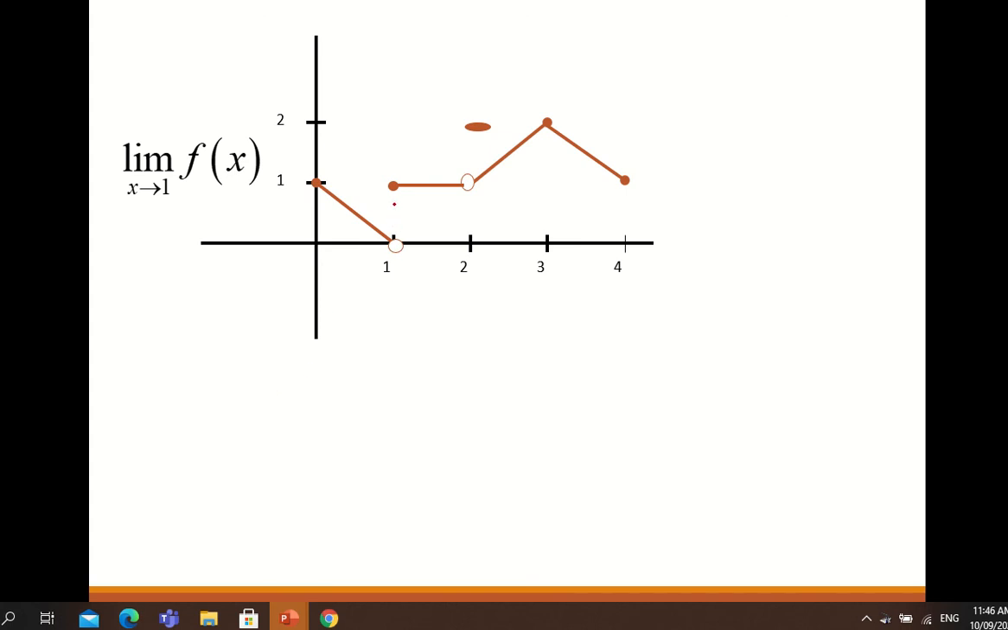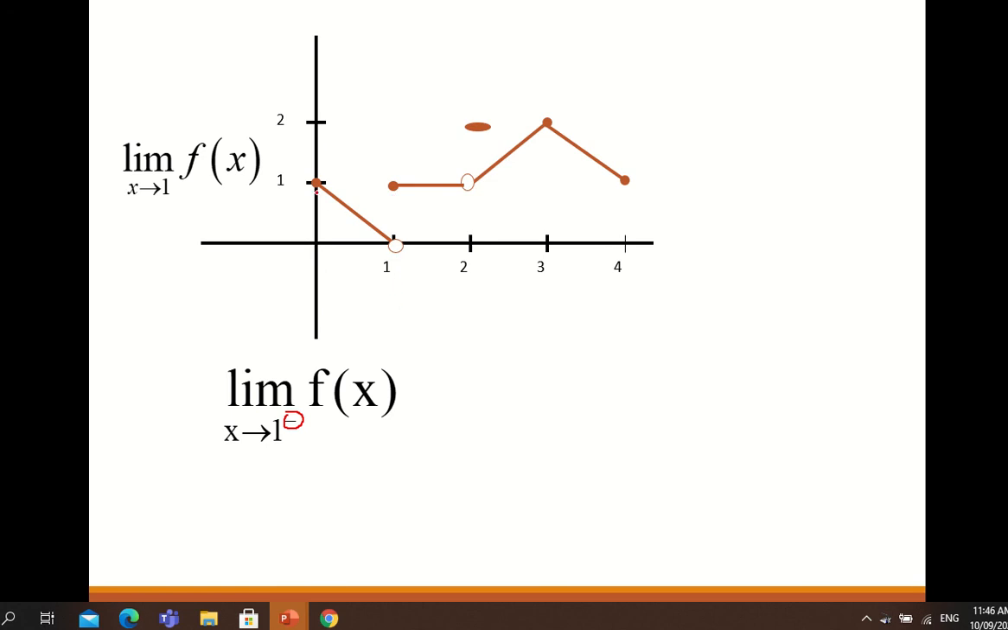This is the value of c where x approaches, positive 1. So we have to determine the limit of the function as x approaches 1 from the left. From the left, so we have to trace coming from here. This is the left side of this reference, which is 1.